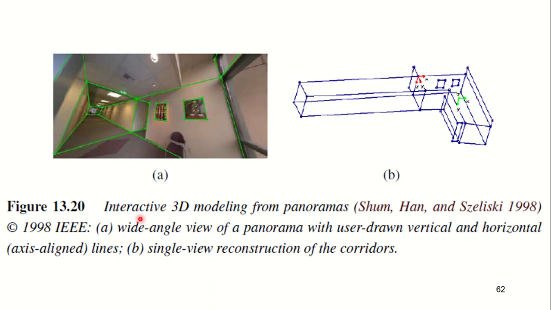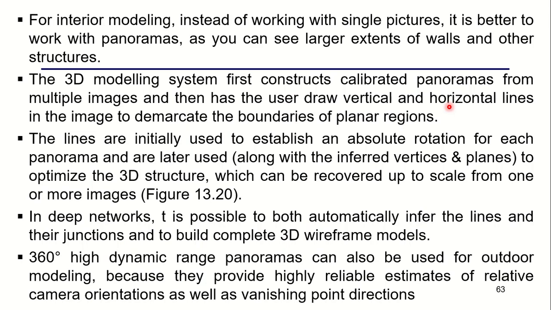This picture shows interactive 3D modeling from panoramas. Different wide-angle views of a panorama are created with user-drawn vertical and horizontal lines, and after that, a single view reconstruction of the corridor. So from a single point, if you are viewing this corridor, it is now recreated. For interior modeling, instead of working with single pictures, it is better to work with panoramas, as you can see a larger extent of walls and other structures.